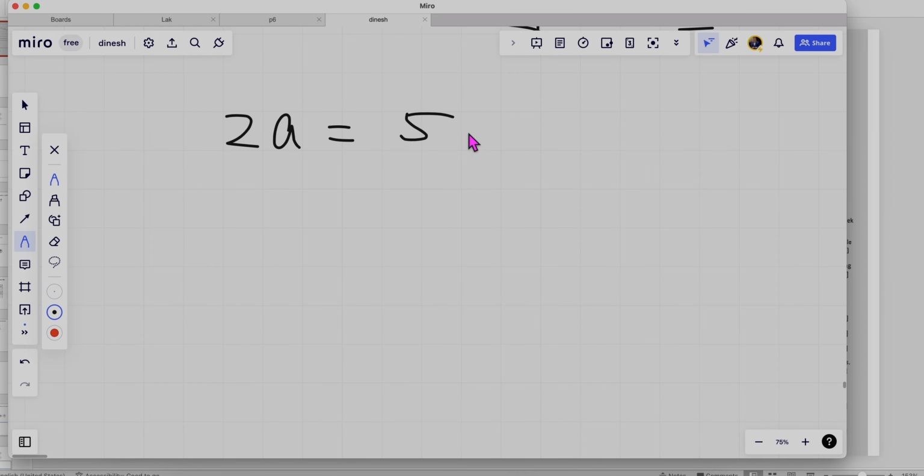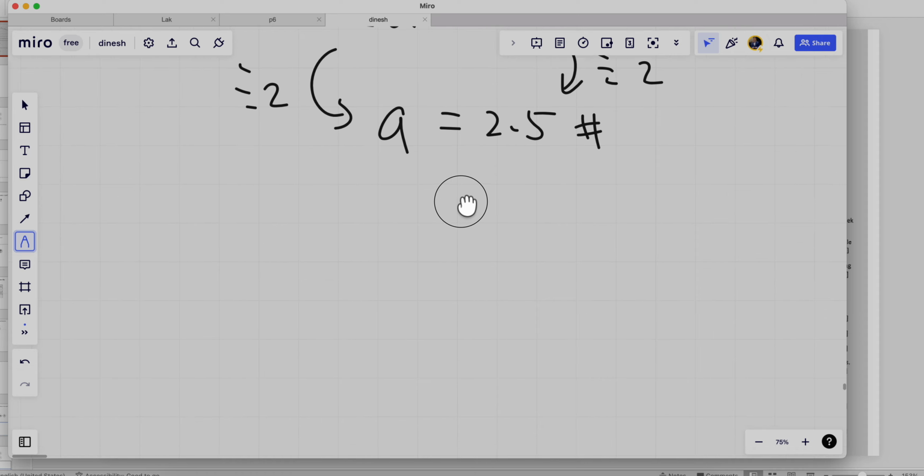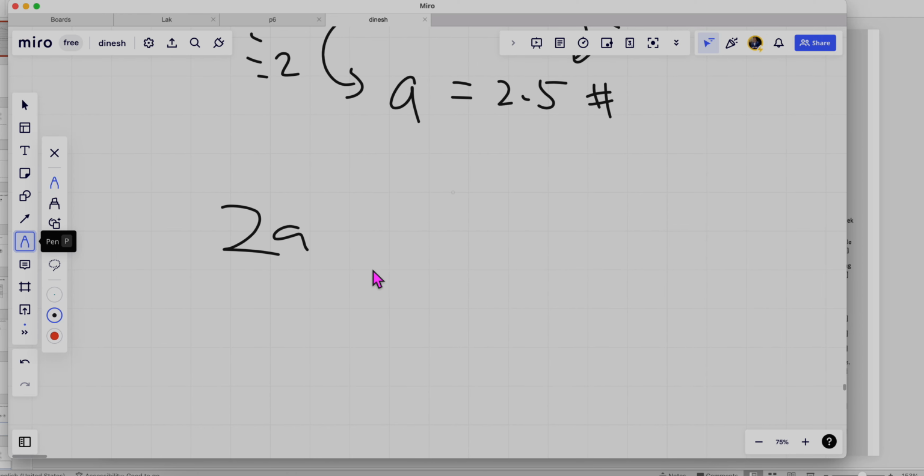is equal to 5, right? So how do you get a? So you divide by 2, right? And then on the left hand side you divide by 2, on the right hand side as well. So therefore your answer is 2.5 in this case. Now the question is slightly different, but the approach, the reasoning, rationale behind should be the same. So you have 2a, let's say minus 2 equals to 5.